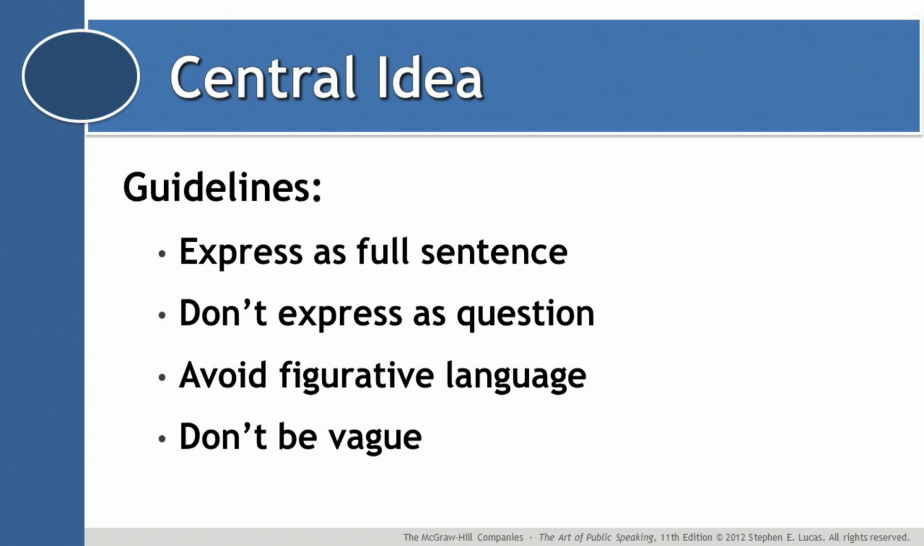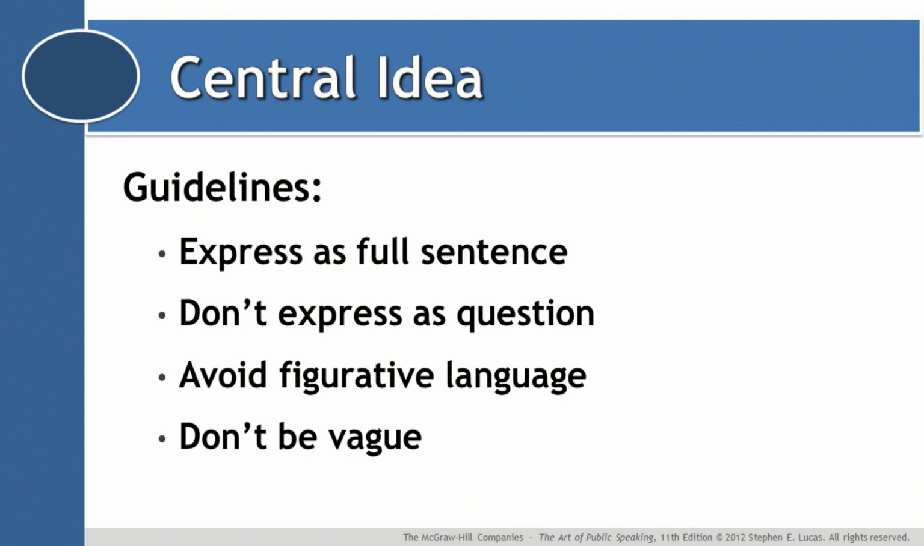So some guidelines to think about with your central idea. We want to express it as a full sentence. We do not want to express it as a question. We want to avoid figurative language, and we also want to make sure that we're not being vague.